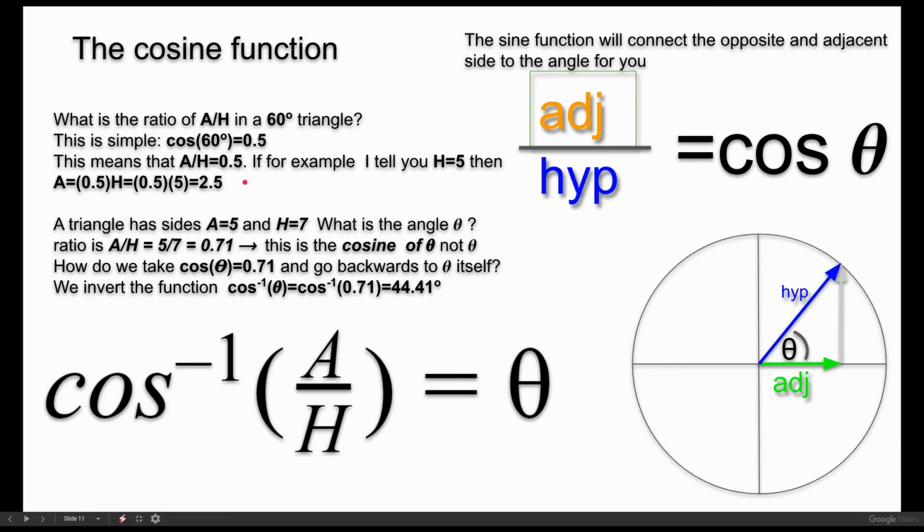Let's go backwards. A triangle has side A equal to 5, hypotenuse equal to 7. What would be the angle on such a triangle? First of all, you can see that the adjacent side is shorter than the long side. The A over H ratio is 5 to 7, 0.71 again. We want to reverse that cosine, so we take the inverse and we get 44.41 degrees. Now remember, don't compare it to the previous one. I've changed the numbers in the triangle.